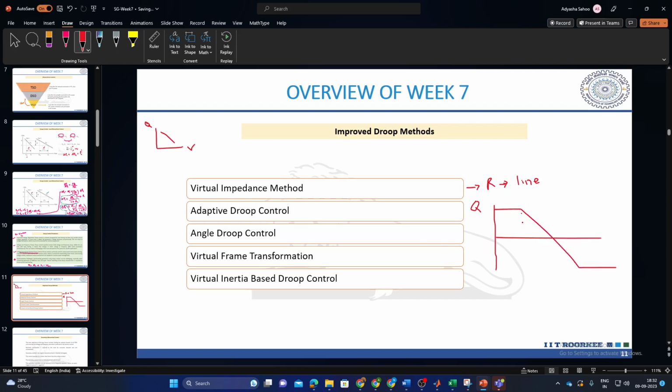Let's say this point is voltage 1 per unit, and let's say this point is, let's say, voltage 0.9, no, it will be greater than 1 basically. Let's say this is 1.05 and this is 0.95. So you know that we need to maintain the voltage within a certain band, that is 0.9 to 1.1 per unit. So what we do in adaptive droop is, when the voltage, no, actually I did a slight modification.